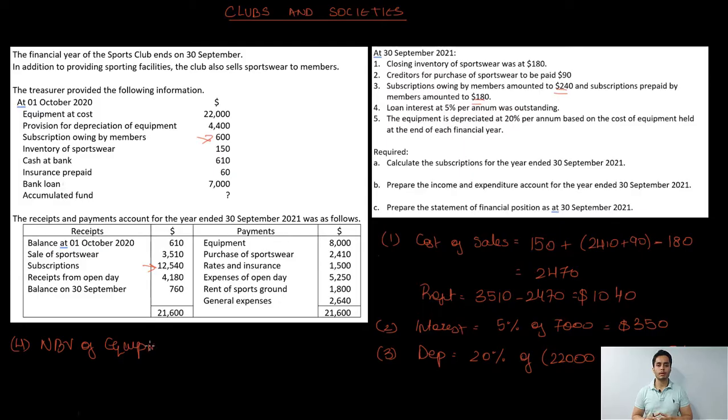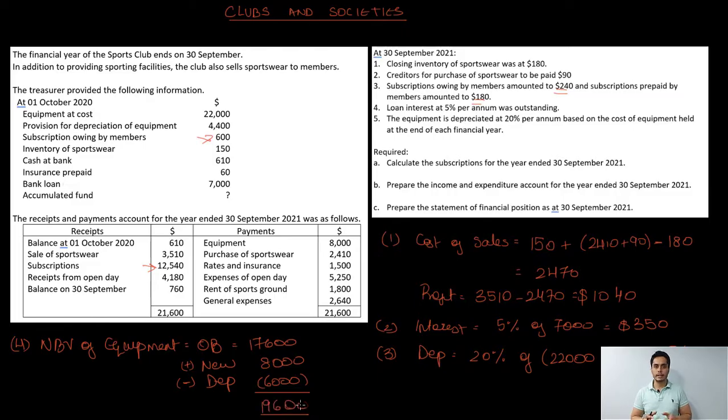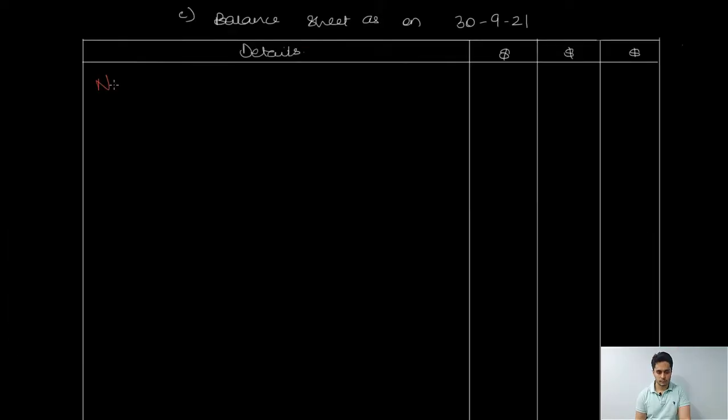Opening book value of the equipment was 22,000 cost minus depreciation 4,400, which is 17,600. To this, the fresh equipment purchase will be added, 8,000, and depreciation for the year, 6,000, will be deducted. So we get a closing net book value of the equipment at $19,600. This will be recorded in the non-current asset section of the balance sheet.